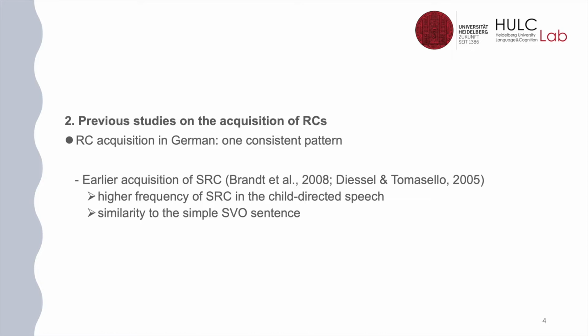The explanation also drew on the higher frequency of SRC in the child-directed speech and the similarity to simple SVO sentence. The observed patterns in children also apply to RC processing in adults, while studies on RC processing in Chinese have also provided evidence for either an SRC or an ORC advantage. SRCs are consistently easier to process in German.